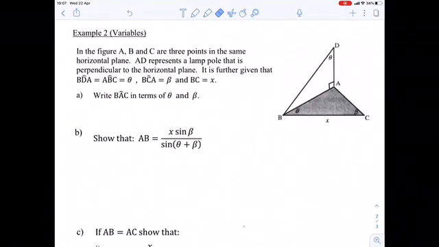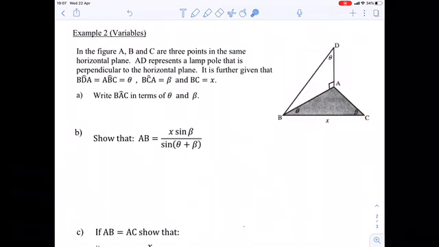So our second example, in the figure A, B and C are 3 points in the same horizontal plane. AD represents a lamp pole that is perpendicular to the horizontal plane. They have shown us that it's perpendicular. If they didn't, you would put that little block there so that you do not forget. It is further given that BDA and ABC is equal to theta. They have given that information on the diagram. BCA is equal to beta and BC is equal to x.